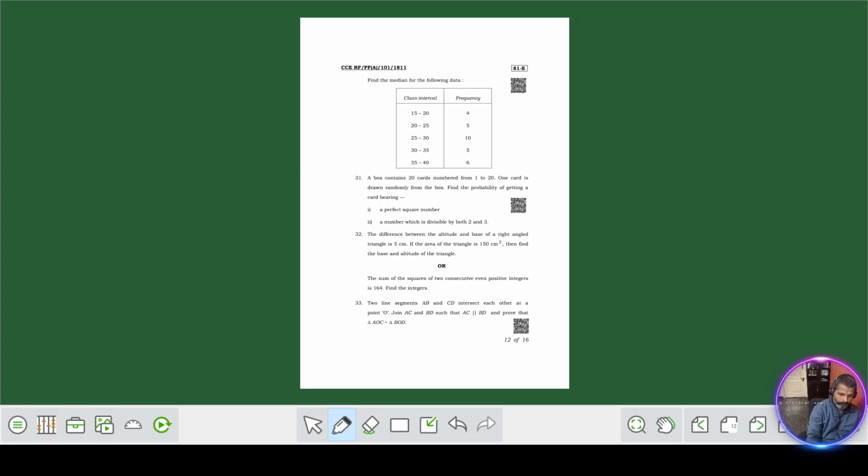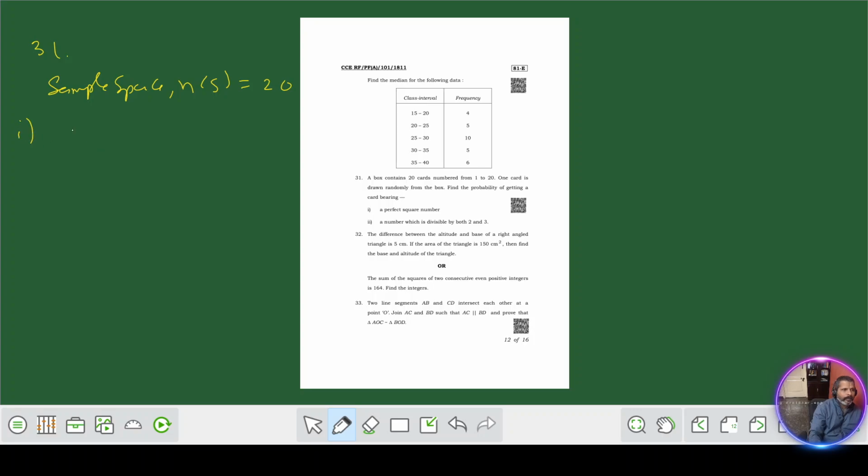The box contains 20 cards numbered from 1 to 20. It's a probability question. One card is drawn randomly from the box. Find the probability of getting a card bearing a perfect square number. Another question is a number which is divisible by both 2 and 3. Since there are 20 cards, the sample space n of S is 20.